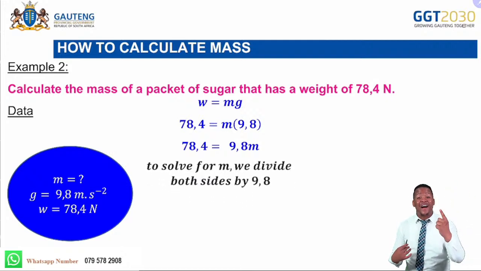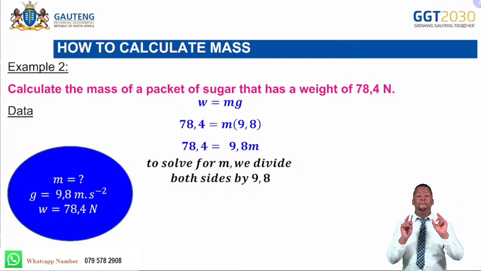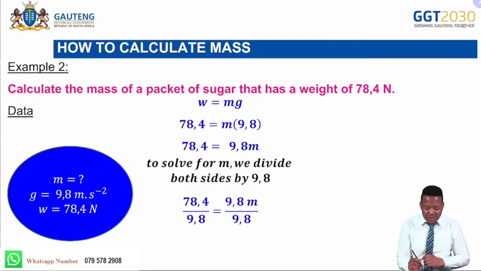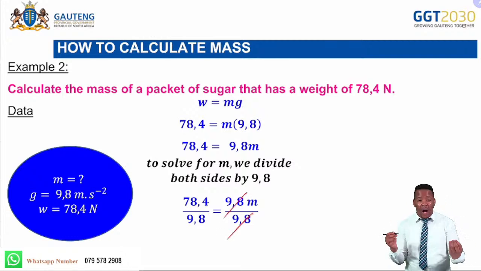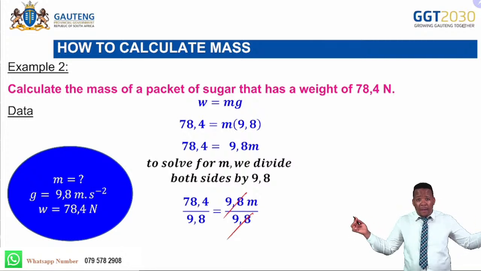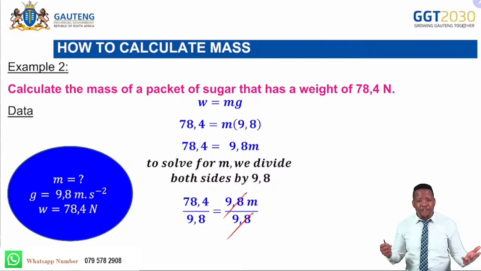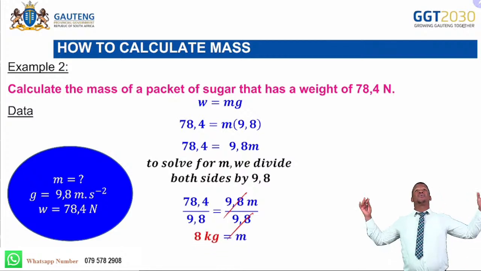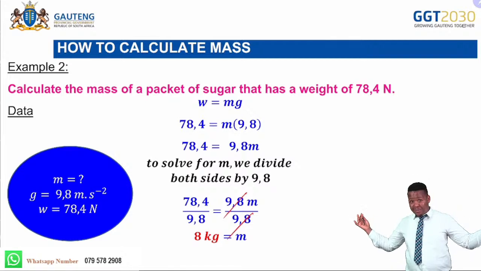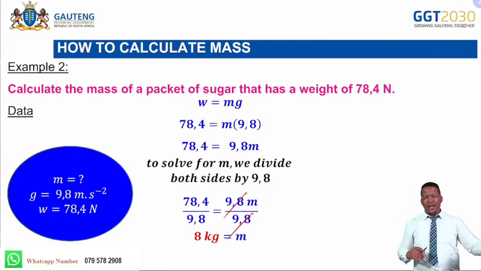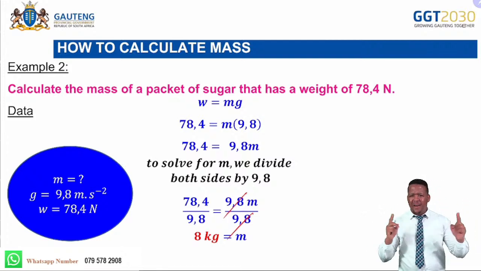Oh, yes. We're going to divide both sides by 9.8. So 9.8 M divided by 9.8, this one divided by this one is 1, they cancel each other. 1 multiplied by M is M, or 1M. So 78.4 divided by 9.8 is equivalent to 8 kilograms. If you look at the answer for example 1 and the answer for example 2, they are different.